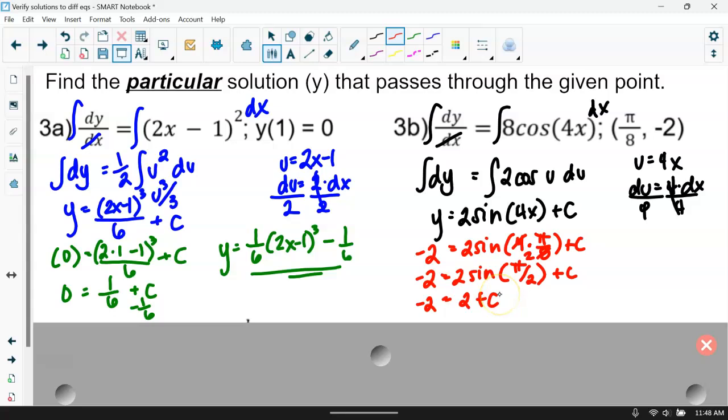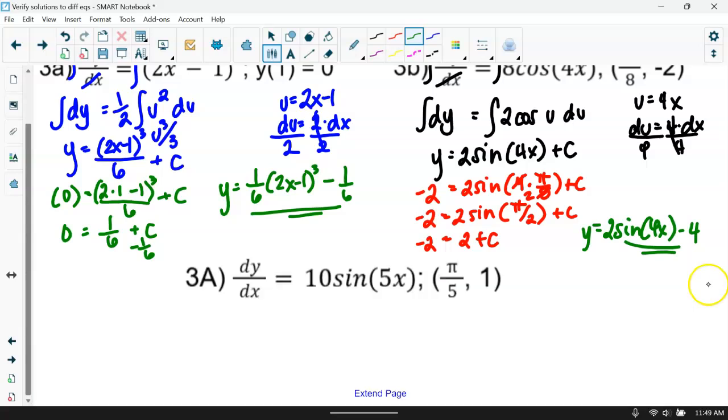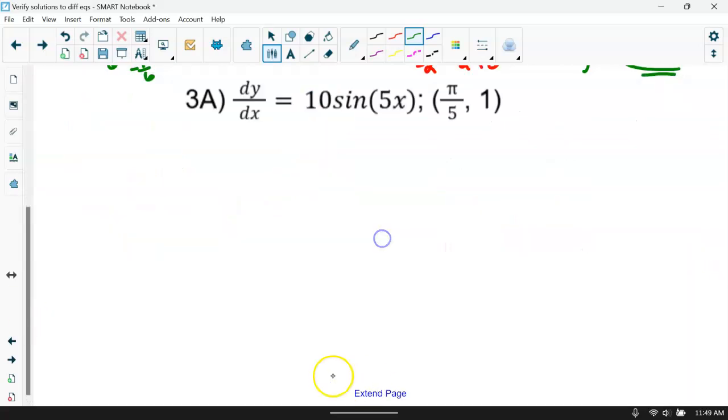So what does c have to be? Negative 4. So here, y is equal to 2 times sine of 4x minus 4. That is our equation here. So here, pause the video and try this one on your own.